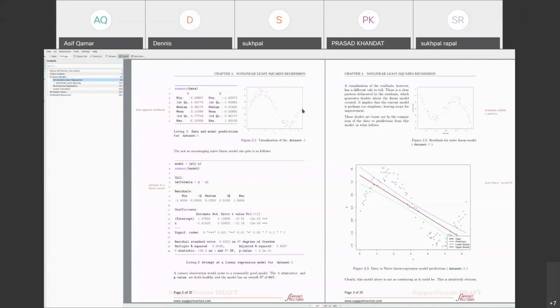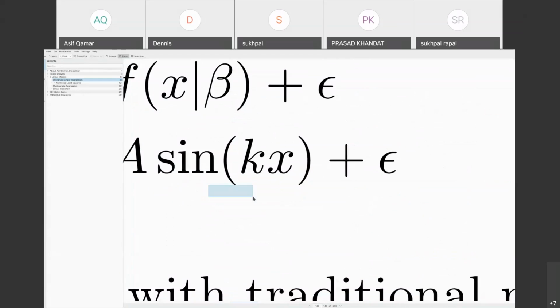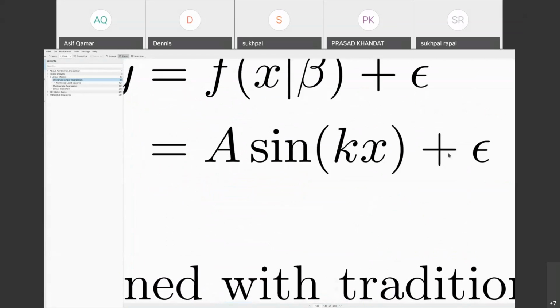When you say that it reminds me of something, and let me try if I can fit that function to this data, you are doing something called nonlinear least squares. In other words, you're going beyond linear. You're saying, here is a sine wave, for example. What is a sine wave? It is this equation. This is the equation of a sine wave, isn't it? A sine kx plus, and then of course the epsilon is the error term.